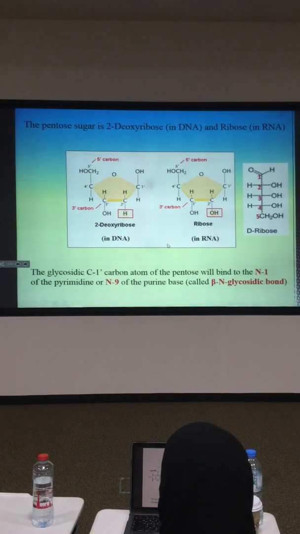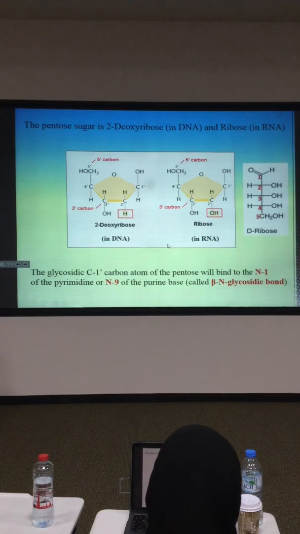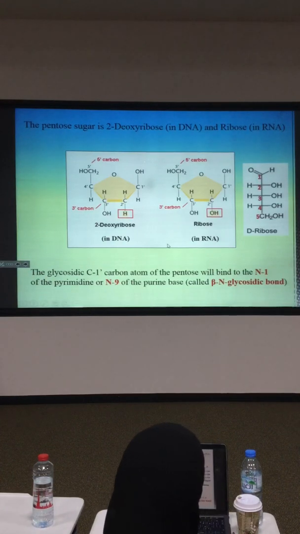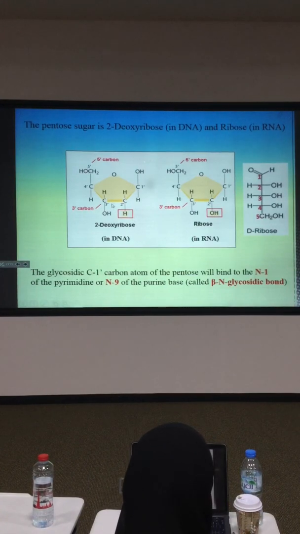Now, there could be the pentose sugar. The second one is the sugar, right? The nucleotides. Base, I talked about base. The next one is sugar, which is pentose sugar or ribose. In the DNA, this will be deoxyribose. In the case of RNA, it is ribose. This is the structure, which is the cyclic form, similar to the hexose sugar or glucose, the same.